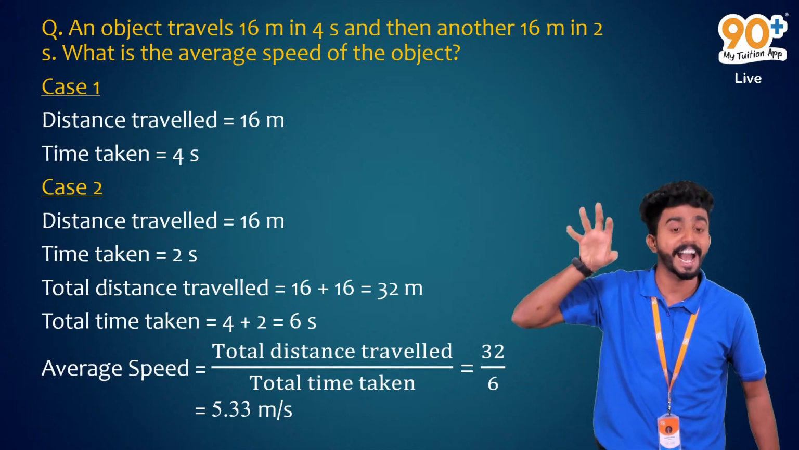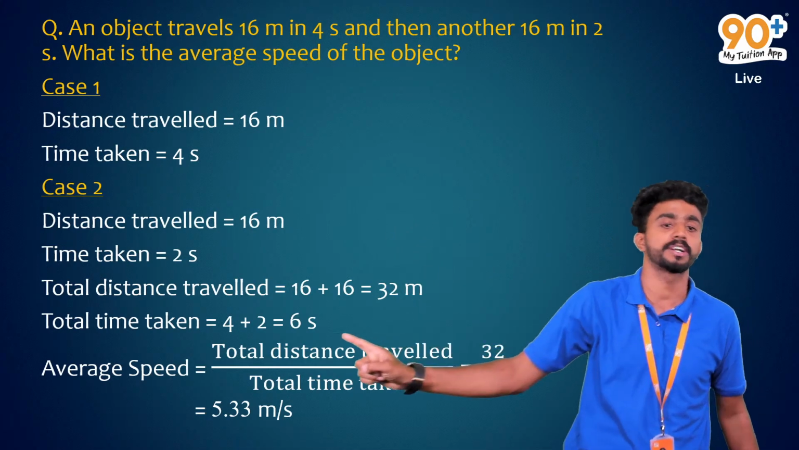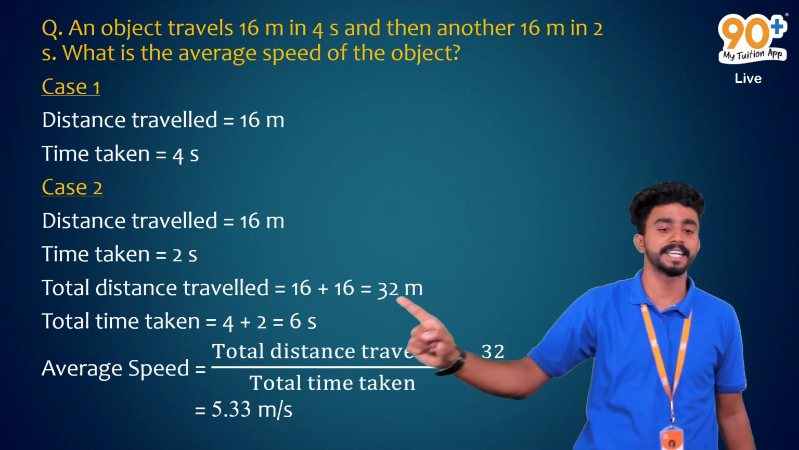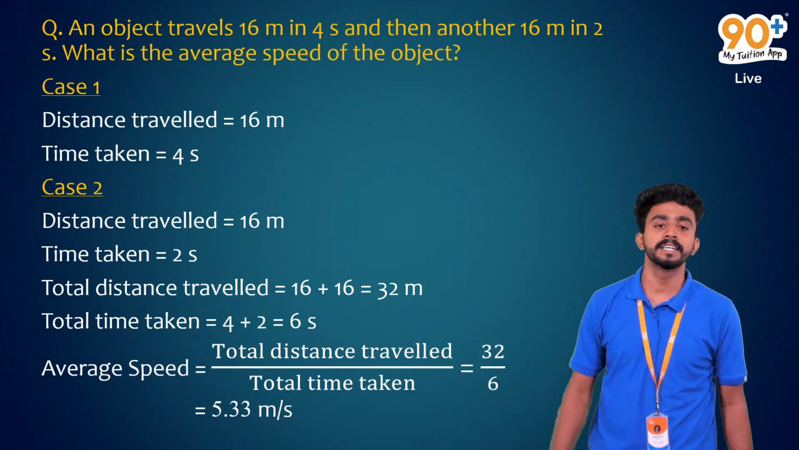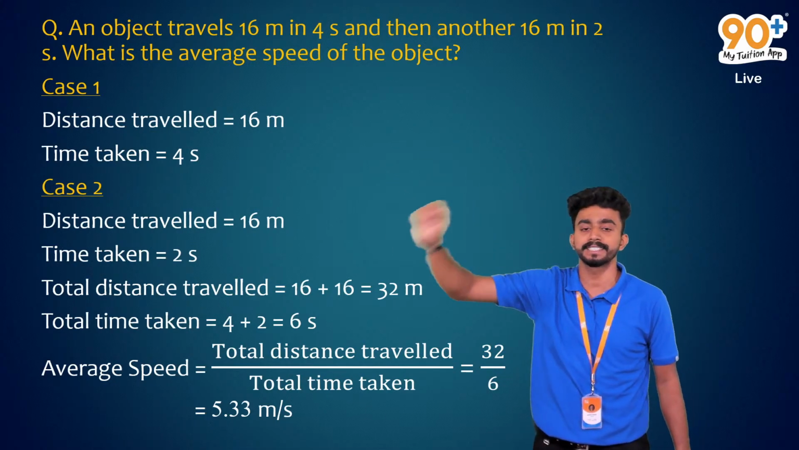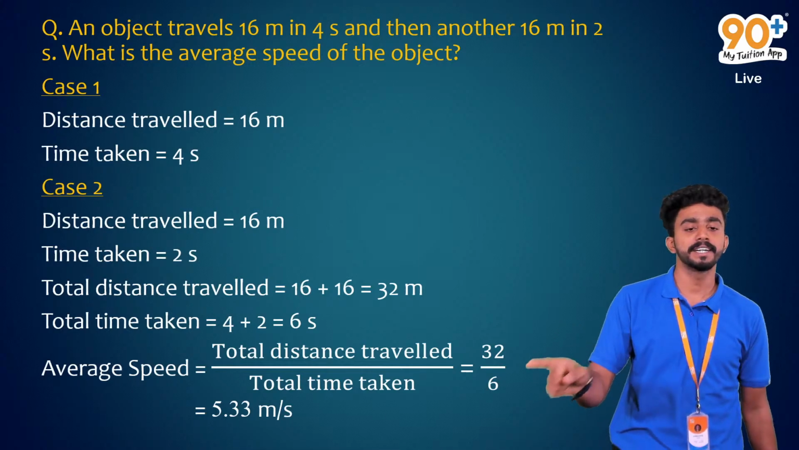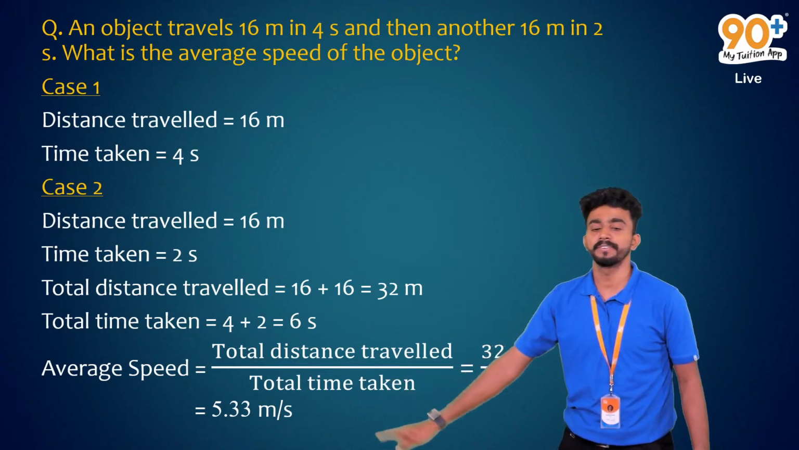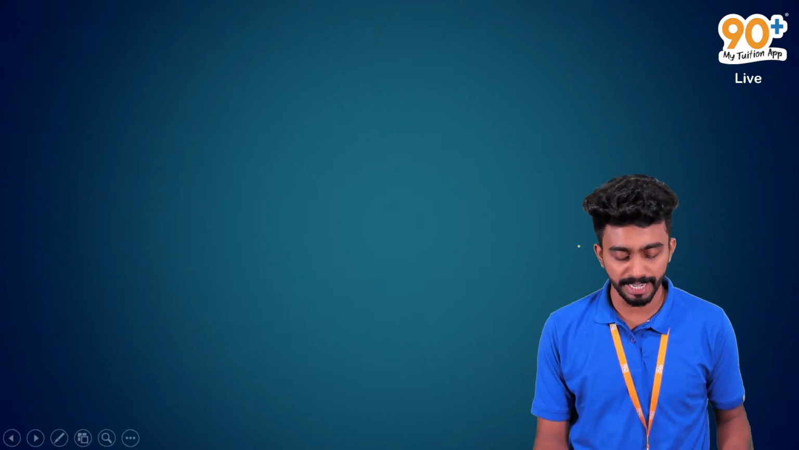To find the average speed, we need to find the total distance traveled. The total distance will be 16 plus 16, that is 32 meters. Now we need to find the total time taken, that will be 4 plus 2, which is 6 seconds. Got it? Now the average speed will be 32 divided by 6. At the end of the day we get the answer as 5.33 meters per second.